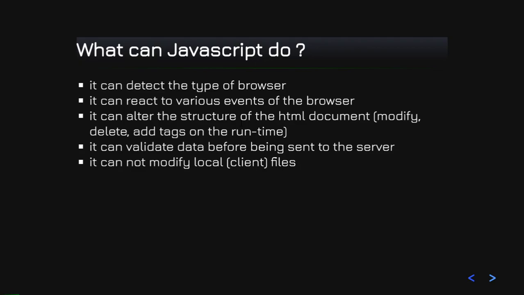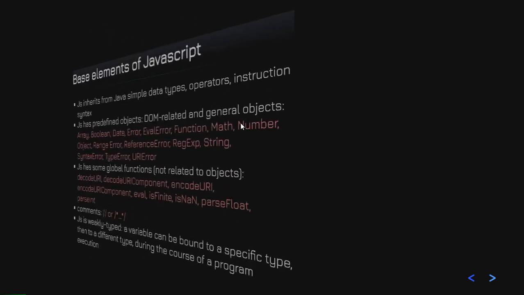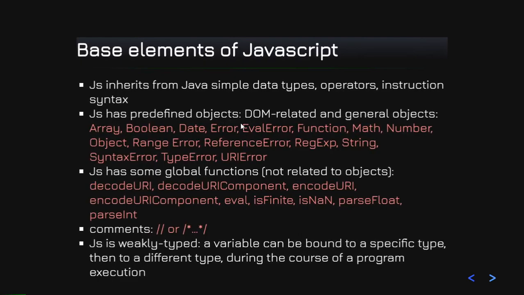Because it is executed inside browsers, also due to security constraints, JavaScript cannot modify local files. So files local to the computer running the browser. The basic elements of JavaScript are simple data types that JavaScript inherits from Java, operators and instructions. JavaScript has predefined objects, either objects from the language itself or DOM related.